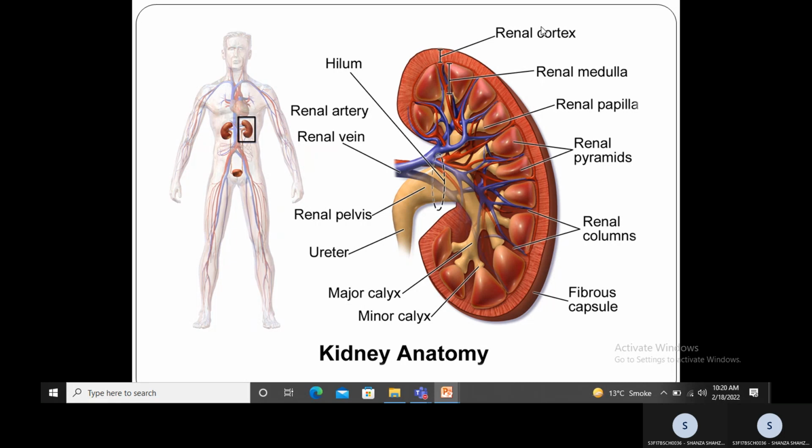The outer part of the kidney is the renal cortex, and the renal medulla is the inner part of the kidney. Below the renal medulla, the renal papilla is present. The renal papilla is the location where the renal pyramids in the medulla empty urine into the minor calyx of the kidney. Below the renal papilla, renal pyramids are present. Renal pyramids are cone-like structures present in the kidney. There are the renal columns that radiate downward from the cortex through the medulla.